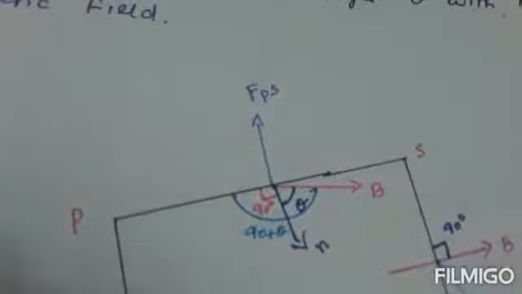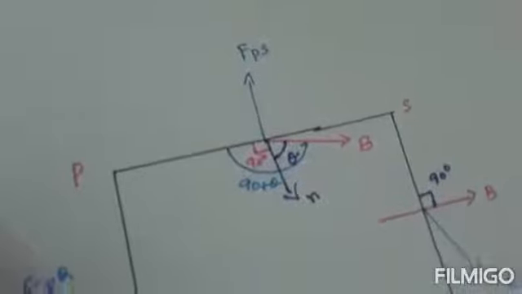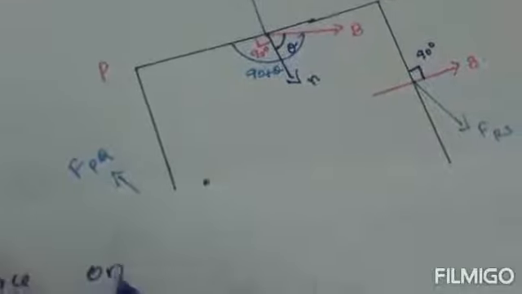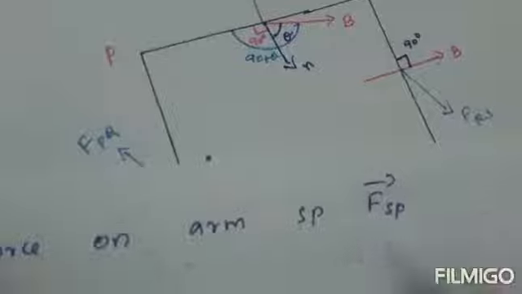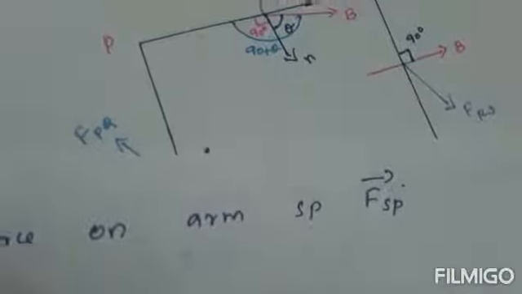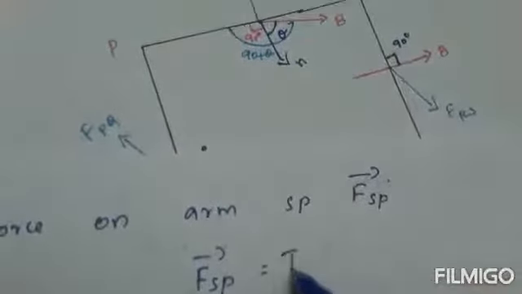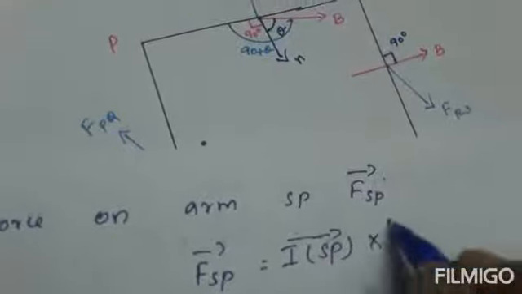Now, force on the arm SP. We have to write it as SP because the current direction is like this. The current is flowing in the anti-clockwise direction. So the force on arm SP, F_SP vector, can be written as F_SP vector is equal to I into SP cross B vector.